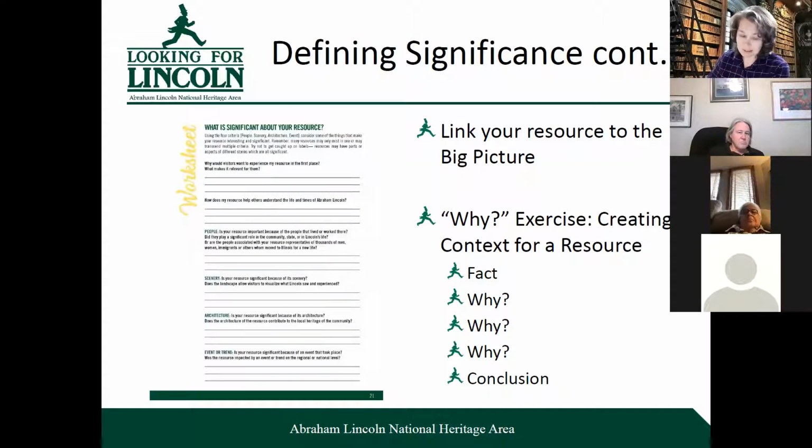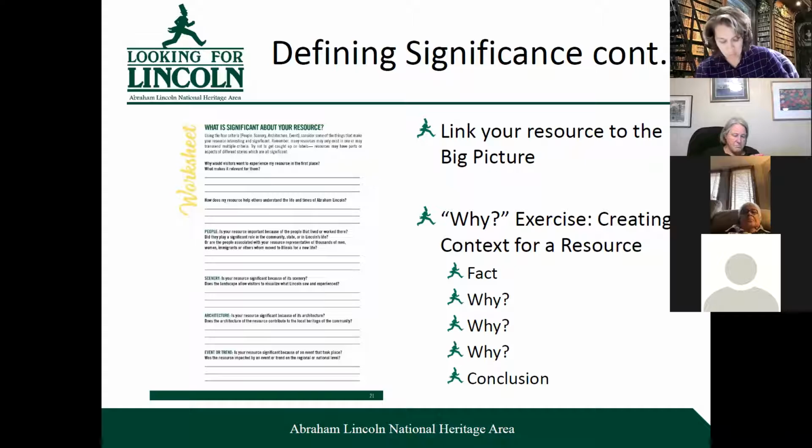So fact, in my community, we have a home that Lincoln would visit each time he was in town. That could apply to many communities in the Abraham Lincoln National Heritage Area. So why? This home belonged to one of Lincoln's friends, and each time he was in town, he would visit the homeowner who would offer him a room to rest for the evening. Why? Lincoln was in town frequently because he was a lawyer, so he would travel to various communities in order to work cases at local courthouses.